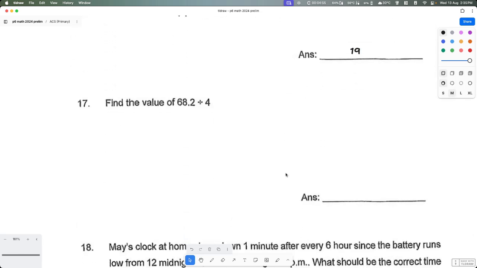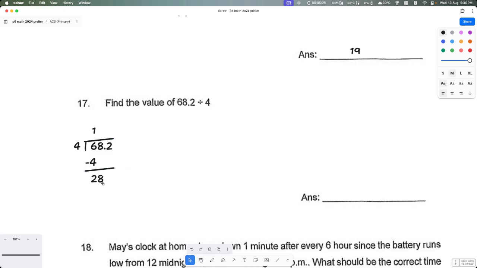Question 17. Find the value of 68.2 divided by 4. So we just have a normal division: 68.2, and then we divide it by 4. Now we just divide as per normal. 6 minus 4 is 2, so that means it's 1 at the top, and then we bring down 8.